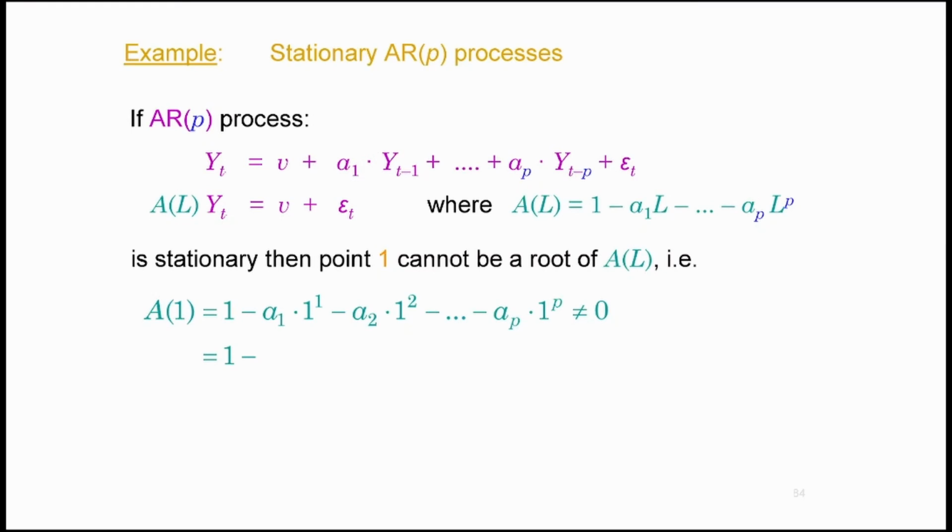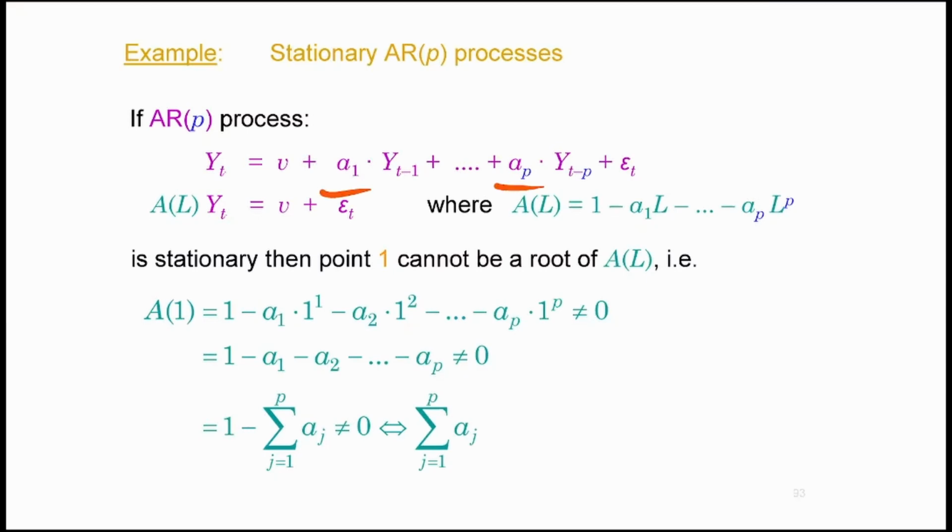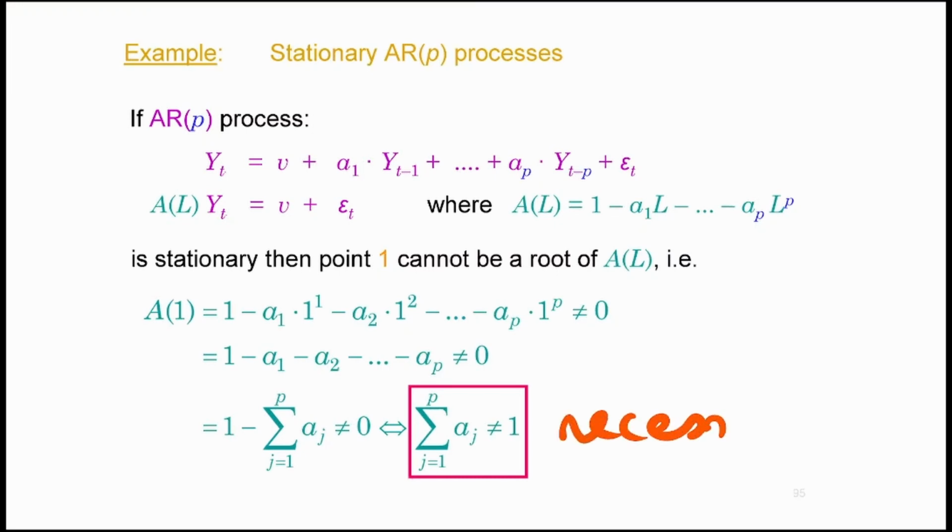Now, this means that basically if you put that in, this expression cannot be 0. And if you simplify that by using the sum notation, this reveals that the sum of these coefficients, whatever they are, cannot be equal to 1 if the process is stationary. All right? But keep in mind, guys, this is necessary for stationarity, but not sufficient.